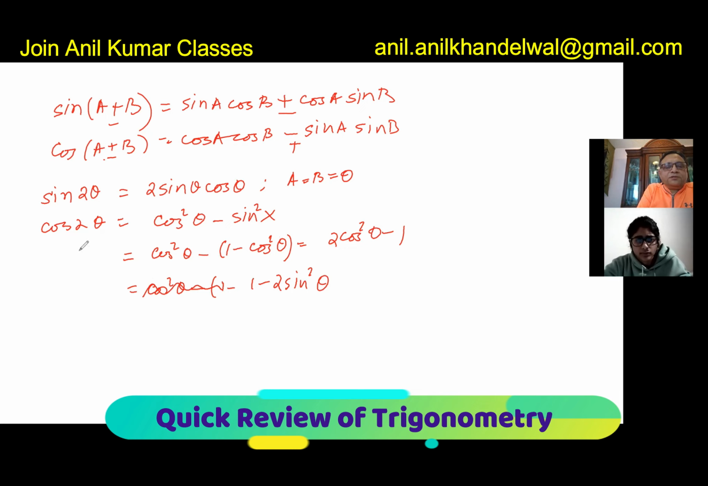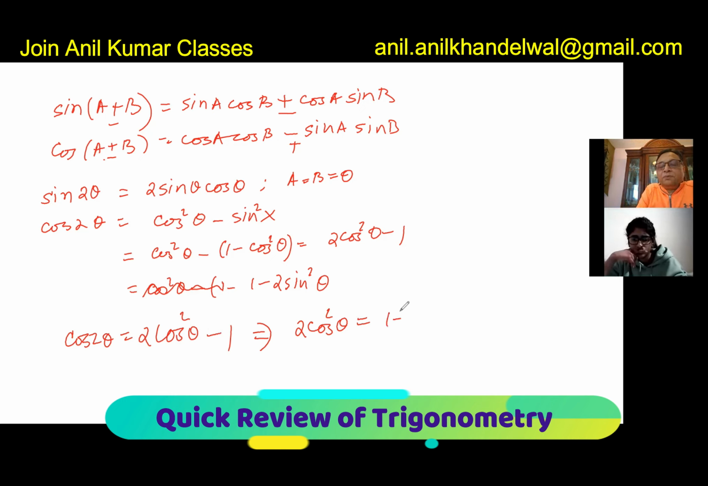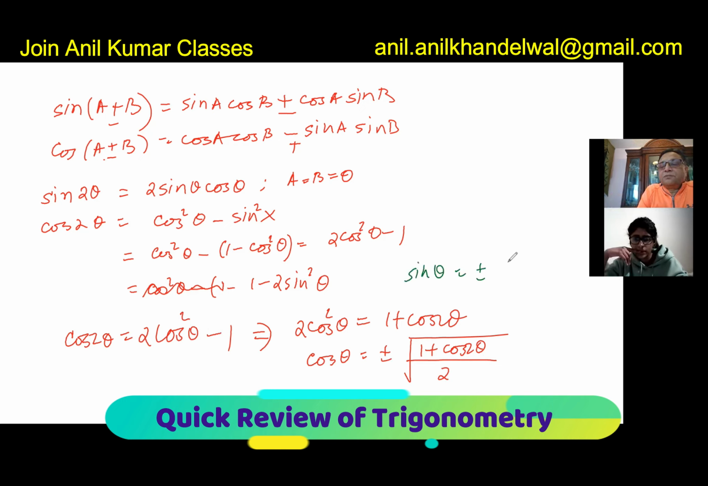Right. Now, from these formulas, you also get cos 2 theta equals 2 cos squared theta minus 1. If you rearrange, you can find the half angle formula, right? So from here, you get 2 cos squared theta equals, when you bring it over, 1 plus cos 2 theta. And so you get cos theta equals plus or minus the square root of (1 plus cos 2 theta) over 2, right? Similarly, you also get the formula for sine theta: sine theta equals plus or minus the square root of (1 minus cos 2 theta) over 2, correct?